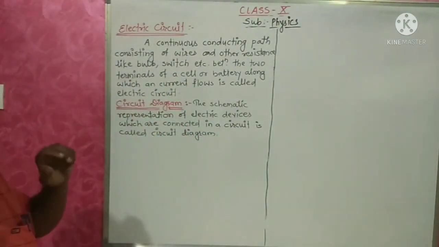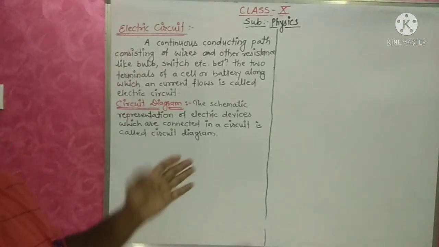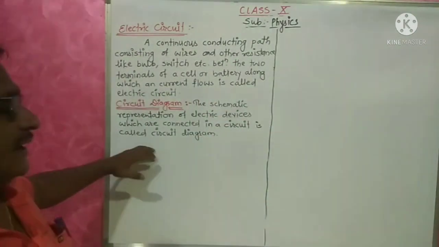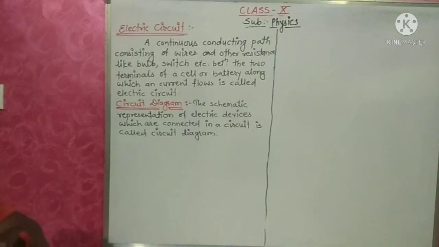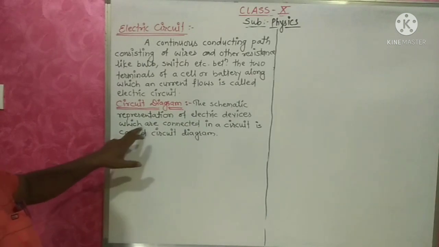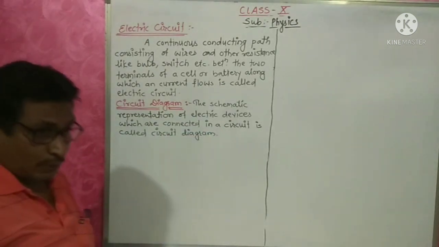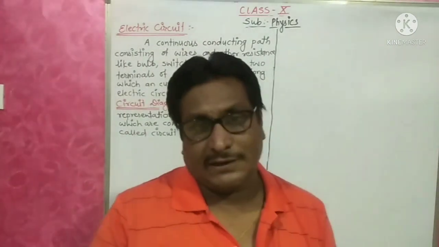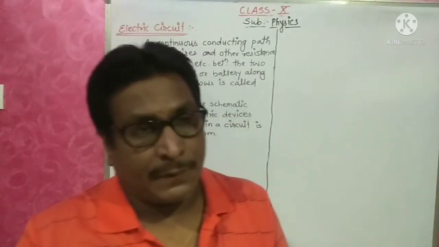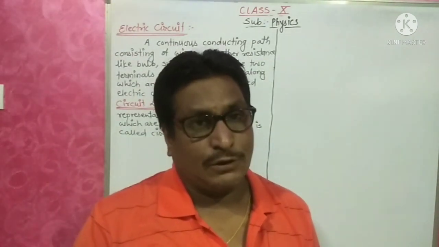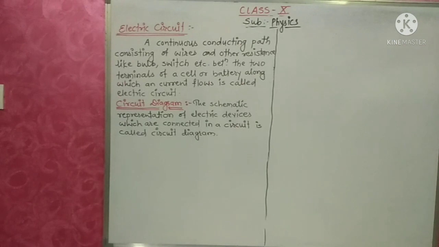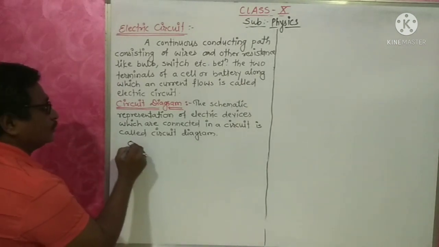Then the circuit diagram. Wherever electric current is passing, that diagram we call a circuit diagram. What is the meaning of circuit diagram? The schematic representation of electric devices which are connected in a circuit. Means whatever electrical devices we connect through wire, we draw on paper, and that schematic representation is called the circuit diagram. Here come the open circuit and closed circuit.